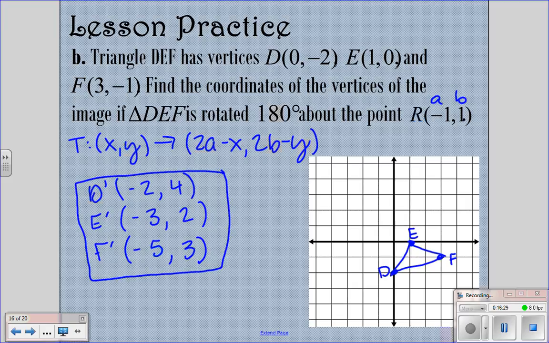But I am going to get you to graph it just so that we can make sure that it does look right. Because you want to make sure that you graph it and that it matches up with what your vertices have, just so that you make sure you didn't mess up on multiplication or subtraction or addition somewhere in there. And so this would be D prime, E prime, and then F prime.